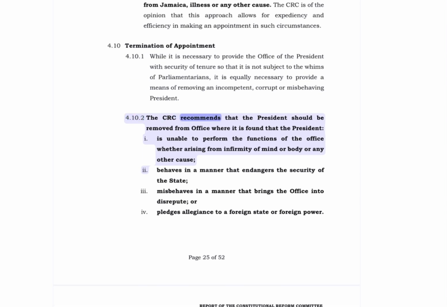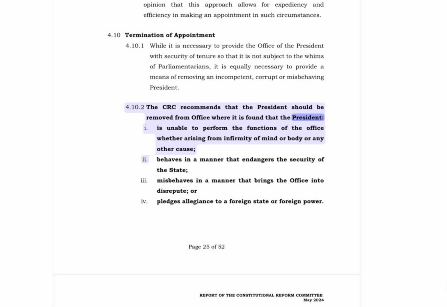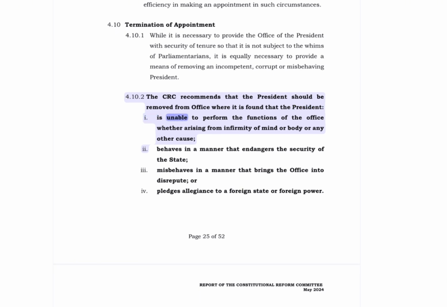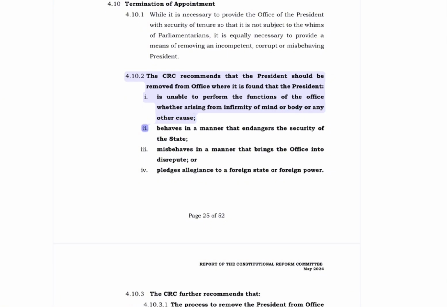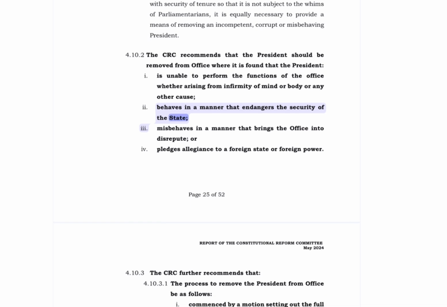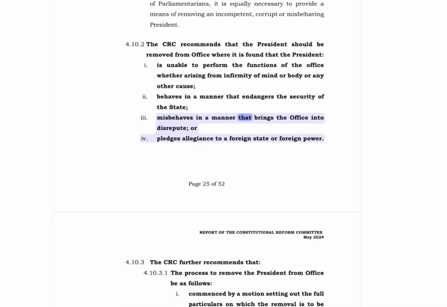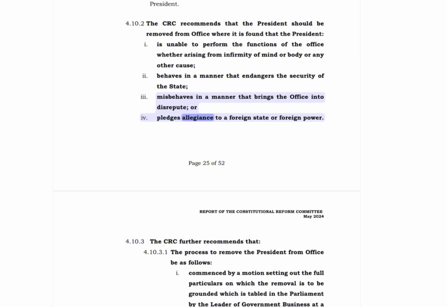410.2 The CRC recommends that the President should be removed from office where it is found that the President: 1. is unable to perform the functions of the office, whether arising from infirmity of mind or body or any other cause; 2. behaves in a manner that endangers the security of the state; 3. misbehaves in a manner that brings the office into disrepute; or 4. pledges allegiance to a foreign state or foreign power.